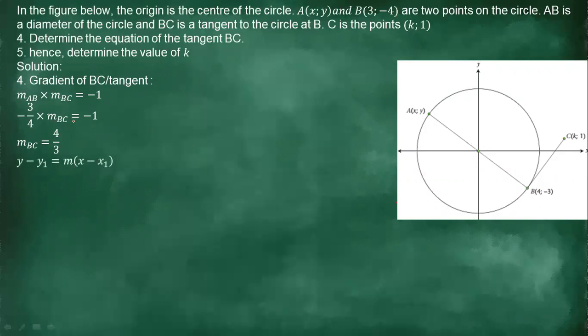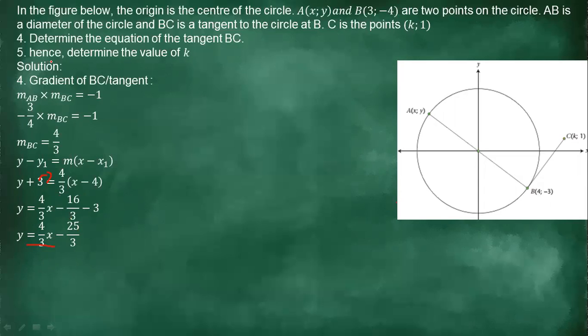We can now determine the equation. You substitute, and from there you open your bracket with this 4/3. Then it's going to give us 4/3 x minus 16/3. And then this positive 3, you transpose to this side, so it gives us -3. Then you add them together, and you get y equals 4/3 x minus 25/3. So what is this? That is the equation of the tangent BC.